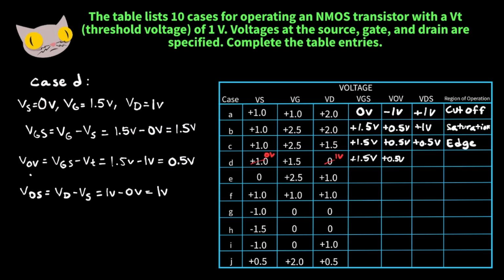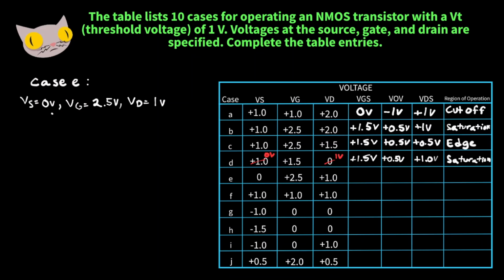Now our VDS is greater than the overdrive voltage, which means we are operating in the saturation region. Okay, that was case D. Now let's move on to case E. So for case E, we have our source voltage, 0 volts, gate voltage, 2.5, and our drain voltage, 1.